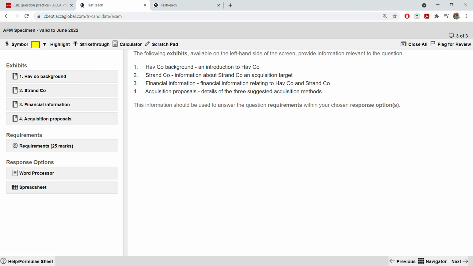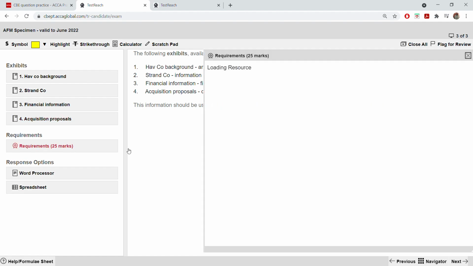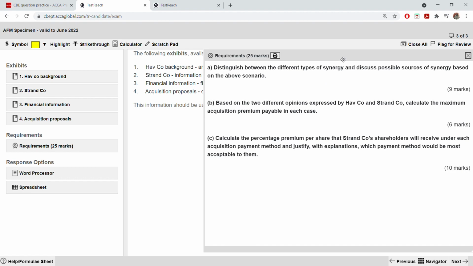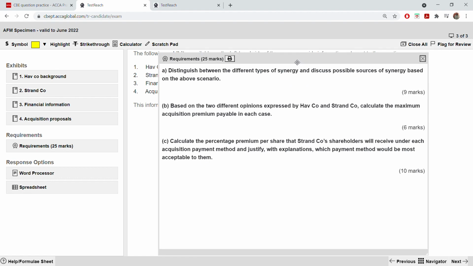So the background is that Have is acquiring Strength, and they have their different issues. One company might be having strength in one thing, the other company might be lacking that thing. So the first requirement is about synergies. The first requirement is different types of synergies, and based on the above scenario, what type of synergies they are, you have to talk about it, and it's for 9 marks.